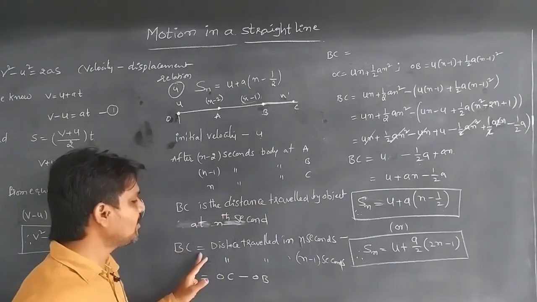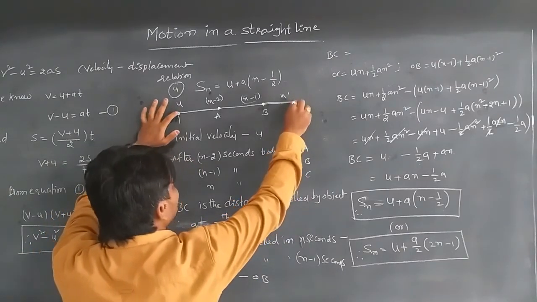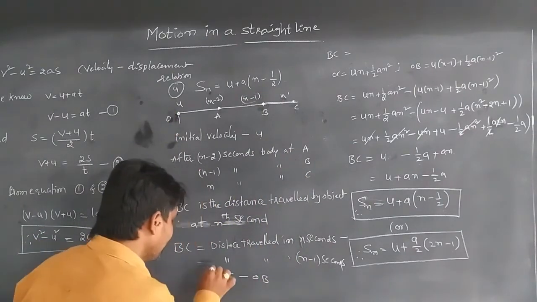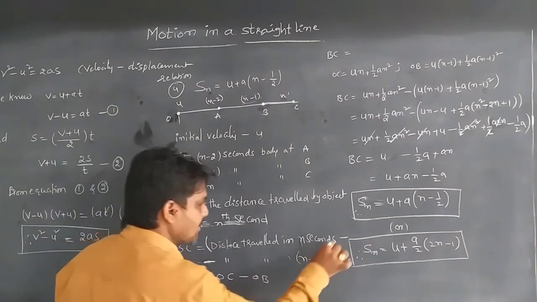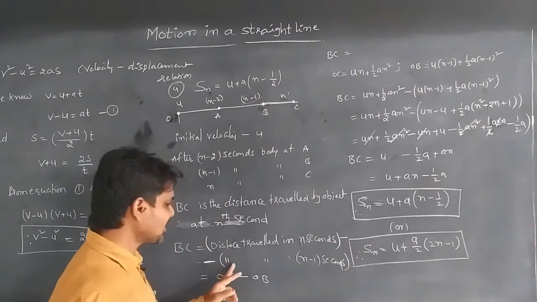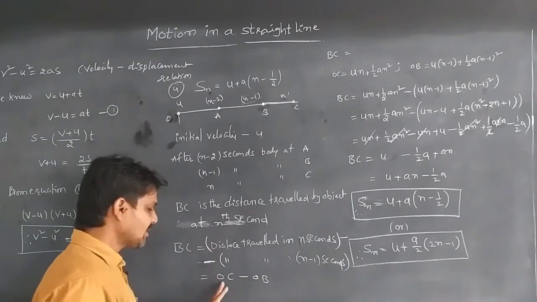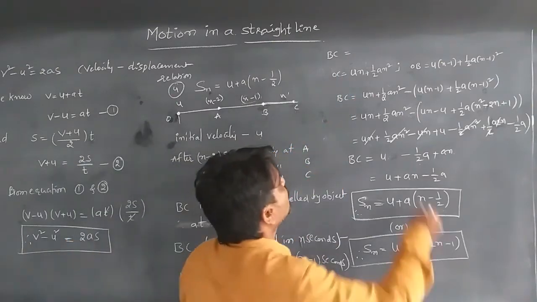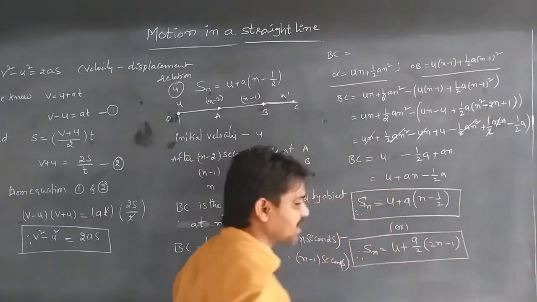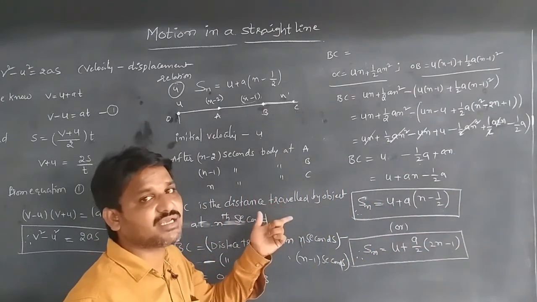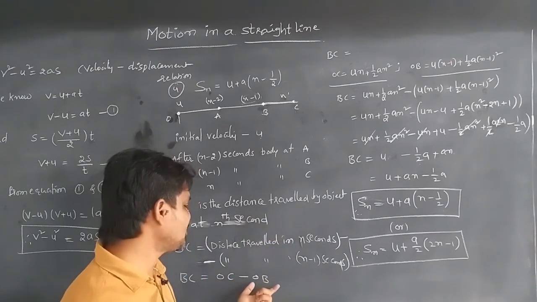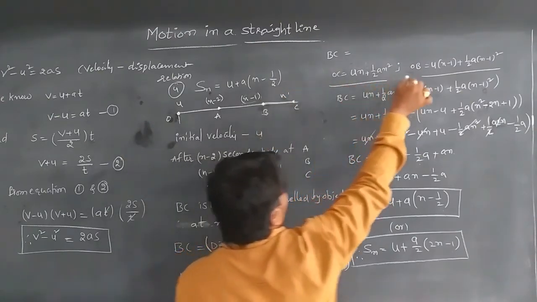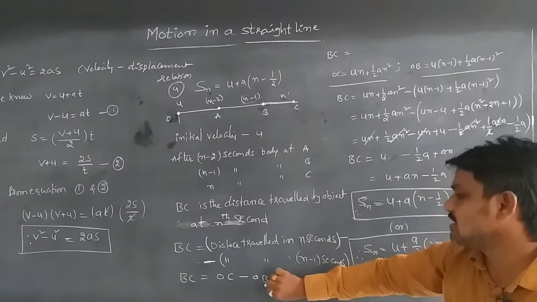So BC is equal to the total distance travelled in n seconds minus the total distance travelled in n minus 1 seconds. That is OC minus OB, so BC is equal to OC minus OB. From this relation, we know OC is un plus half an square, where instead of t we are taking the time as n. So t is equal to n at OC, and t is equal to n minus 1 at OB. We are substituting these two equations in this equation.